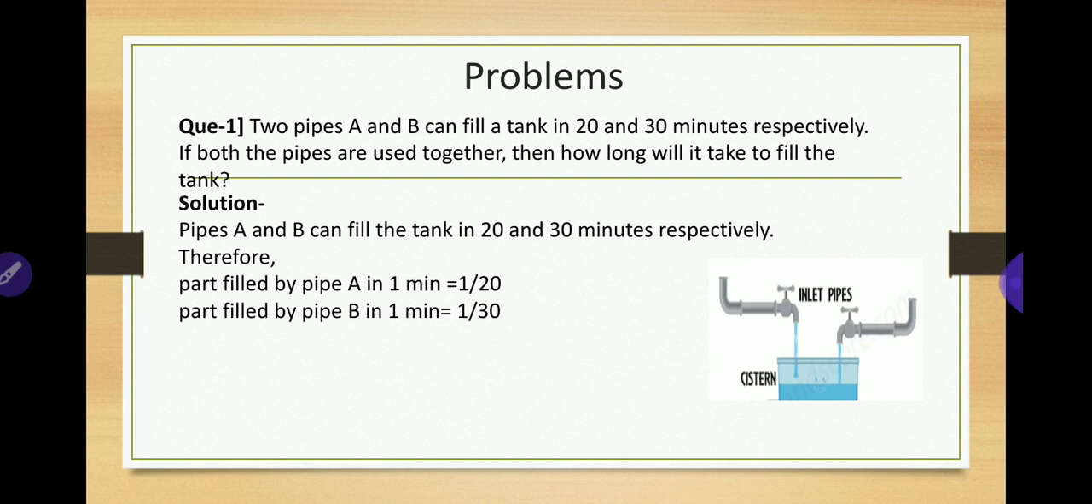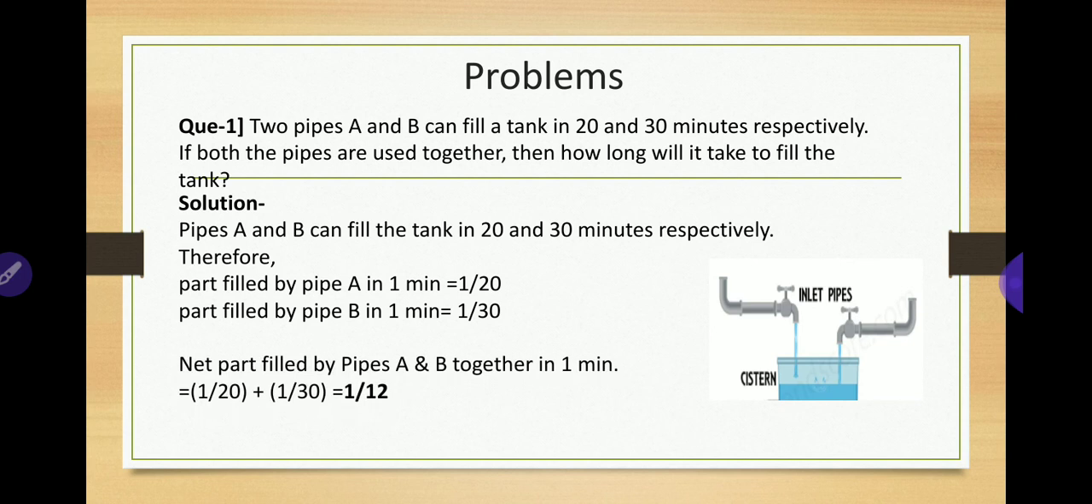Previously, while looking at the cases, we have seen all the values in hours. Here all the values are given in minutes in the problem. Therefore, we will find out the part of the tank filled in 1 minute by pipe A and pipe B, and that will be the reciprocal of these times, 1 upon 20 and 1 upon 30. Both pipes are filling the tank, that's why we can add the capacities of pipes A and B. Therefore, this addition 1 upon 20 plus 1 upon 30 will be 1 upon 12.